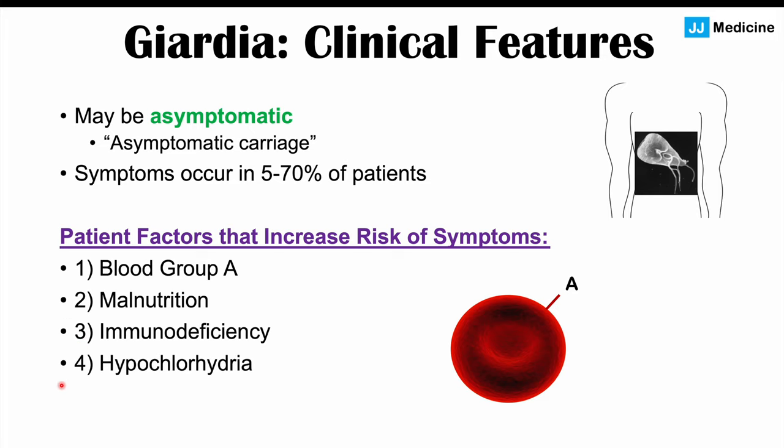If they also suffer from hypochlorhydria, they're also at an increased risk for signs and symptoms. And if they have a high parasite load, so if there's more of these protozoa within their gastrointestinal tract, they're more likely to have symptoms as well. Now let's talk about the clinical features of giardiasis.